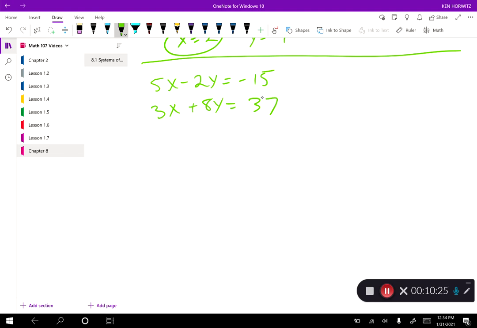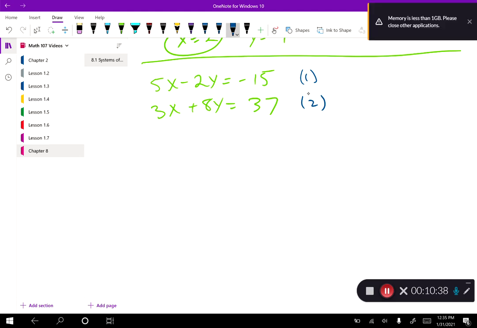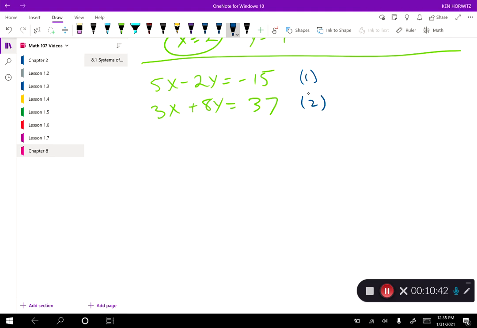If I wanted to do substitution, I probably would take equation number 1 and solve for y. Now, that's going to take a little bit of work. Not too much work, but just enough that it could be slightly annoying, that I would rather at this point do what we call elimination.